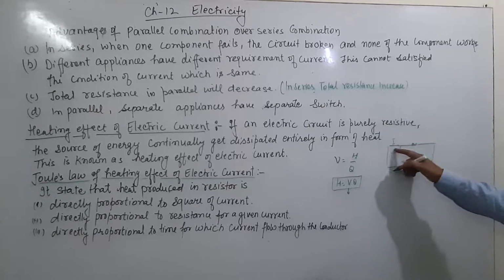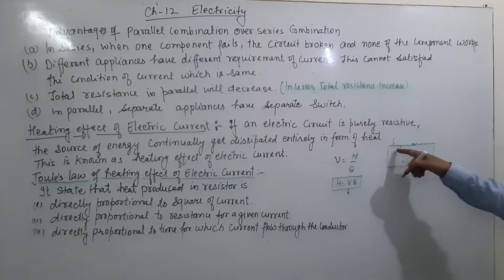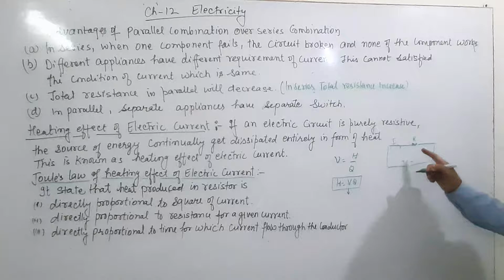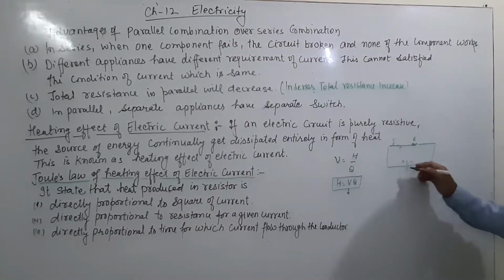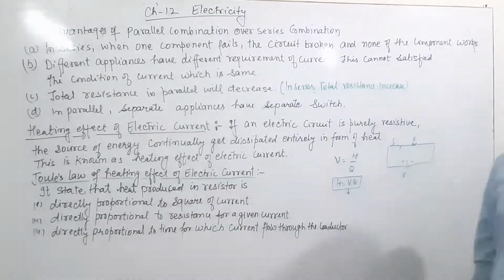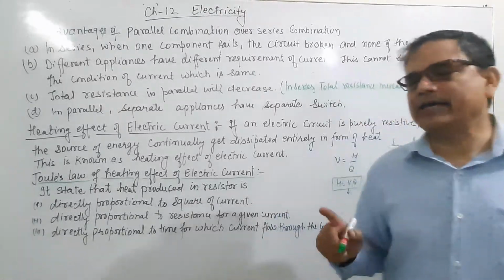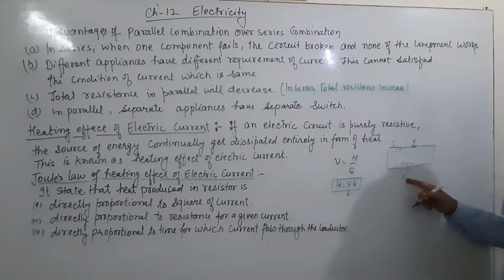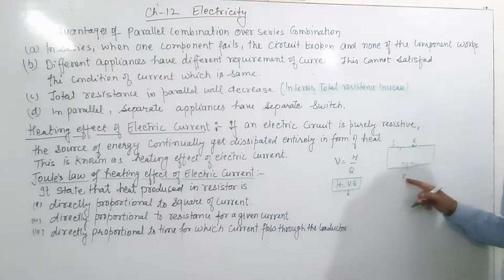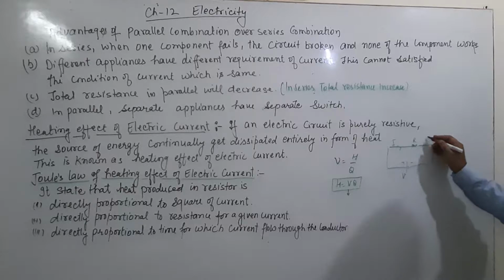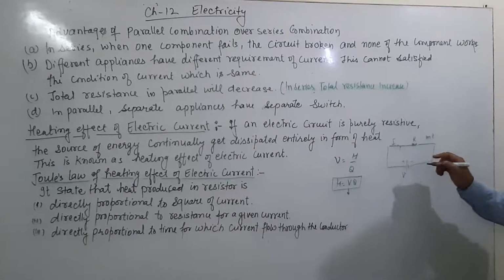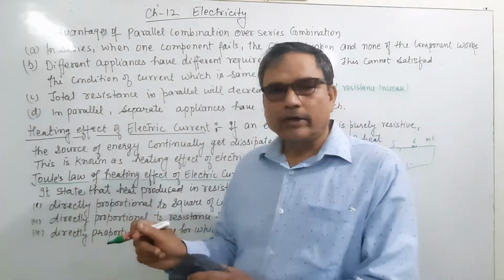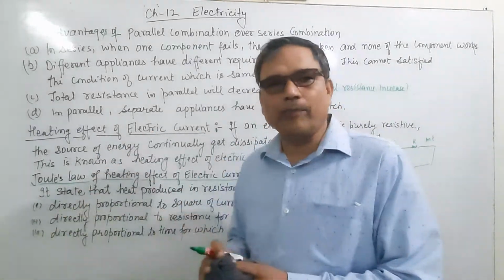If the current flows through a conductor R having resistance R with the potential difference V, I is the amount of current flowing through the resistor. In time T, the charge will be in motion. It means when charge is in motion, then current is produced.